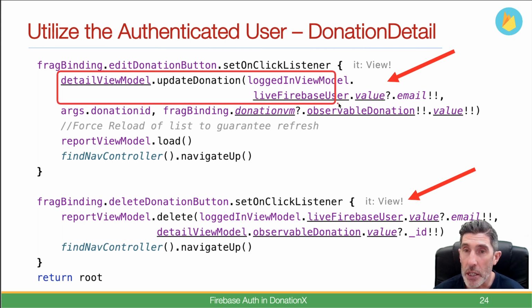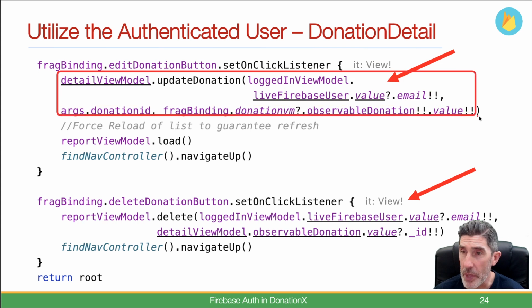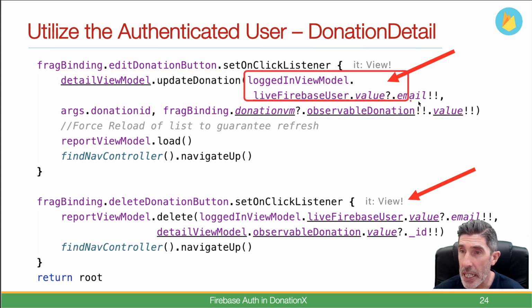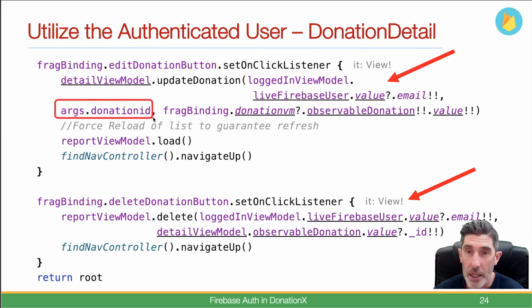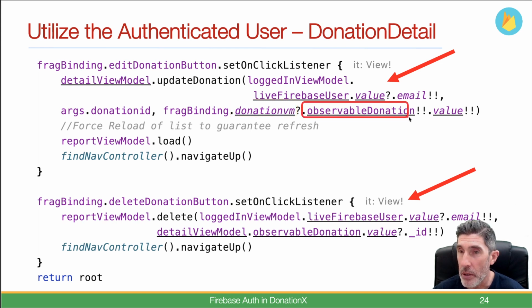Here we are just calling the .update donation, passing in quite a lot of properties. We pass in the email of the authenticated user, we pass in the ID from our safe args, and using our two-way data binding, we get directly at the donation VM object that we passed in as data into our layout, get at the observable donation, the live data that we're tracking, and then dot value, which is the whole donation.